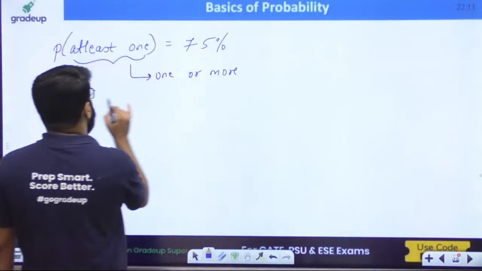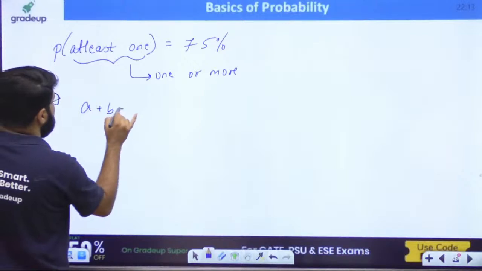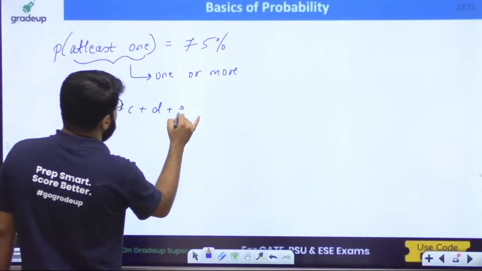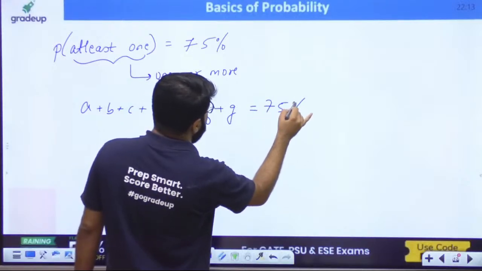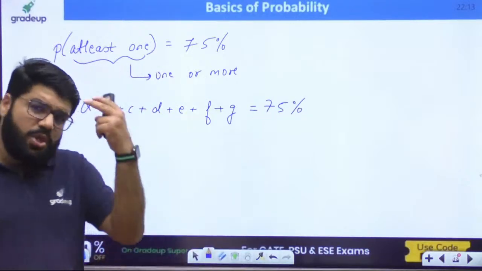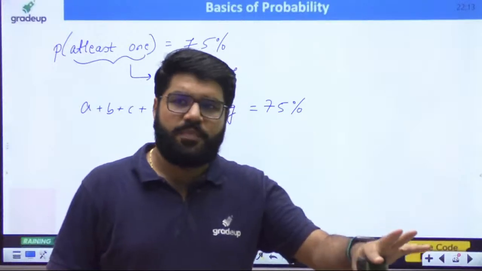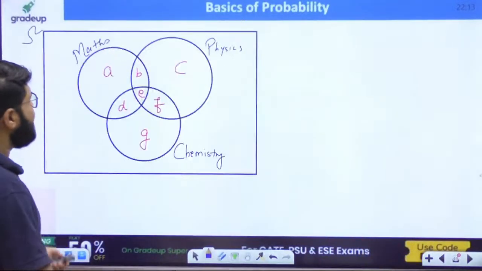Yeah, here it is. So A plus B plus C plus D plus E plus F plus G. This is given to be 75%. Now next, you just place down the equations into mathematics. You will get the answer.